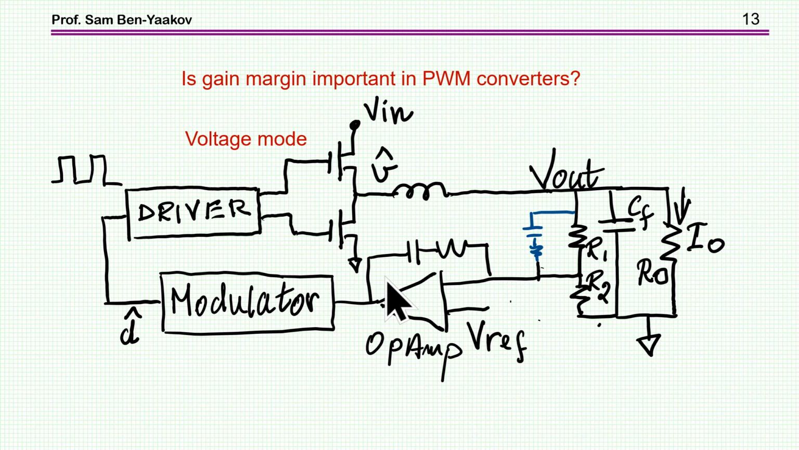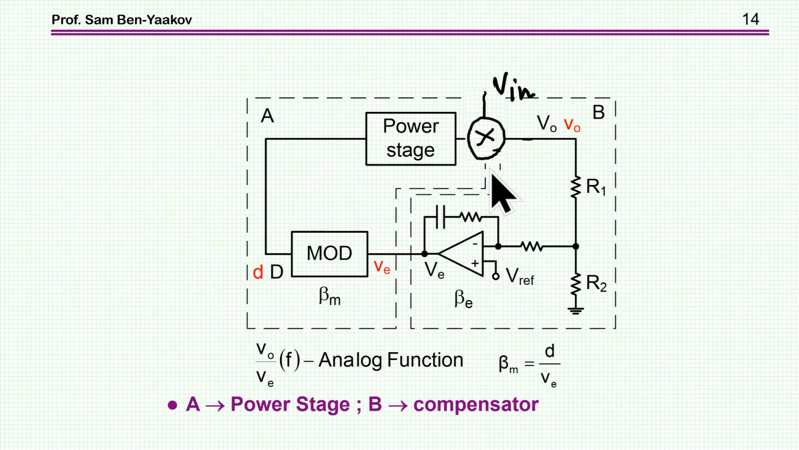So in this case, the loop gain is dependent on V in. And we can model it by saying that there is another multiplier here by V in. So we have a loop gain, and if V in is changing, the magnitude of the gain is changing, and therefore the gain margin could make a difference.